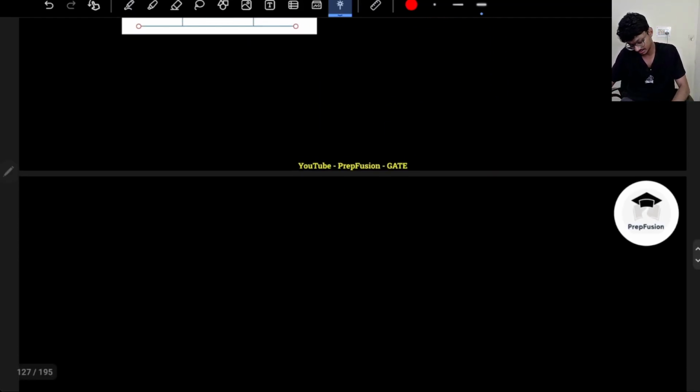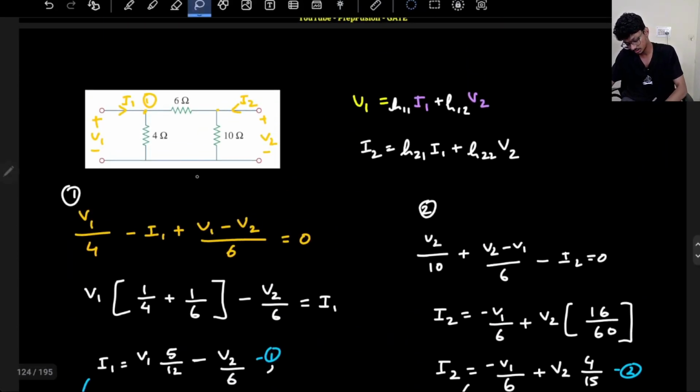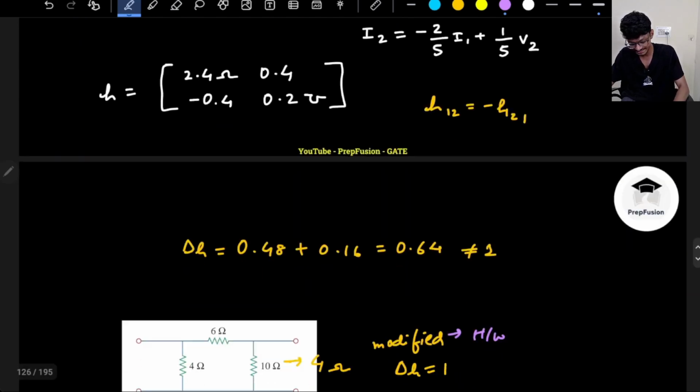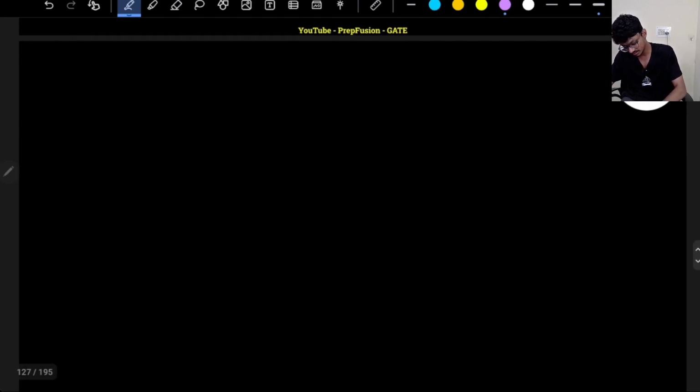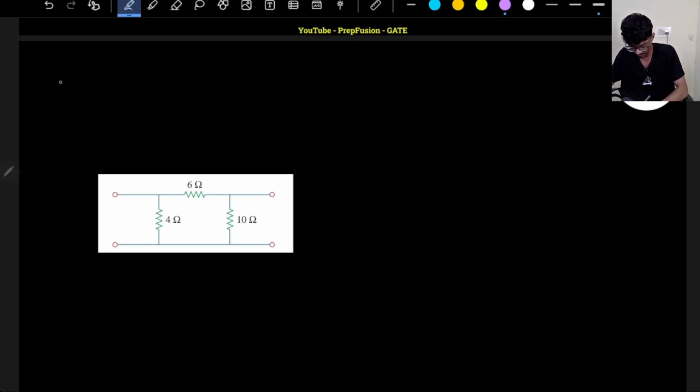Of course you can solve this individually as well. So this was method 1, where I directly used KCL. What if I solve this individually? Method 2 is solving it individually.